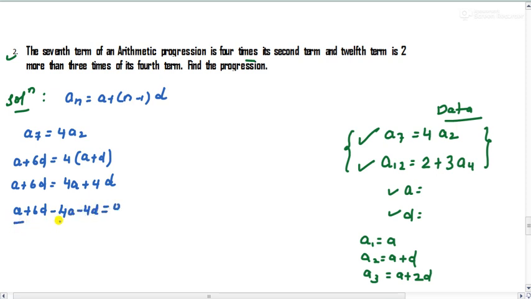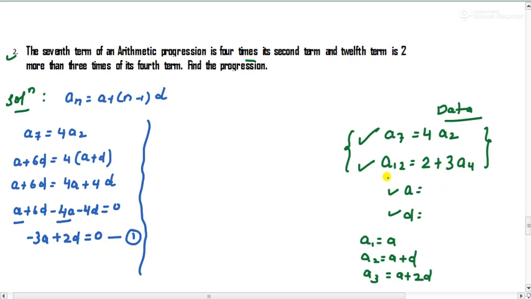Now take out the like terms here. A minus 4A is minus 3A, and 6D minus 4D is plus 2D, which is equal to 0. Any doubt? This is your equation number 1. Clear? So you got this equation number 1.